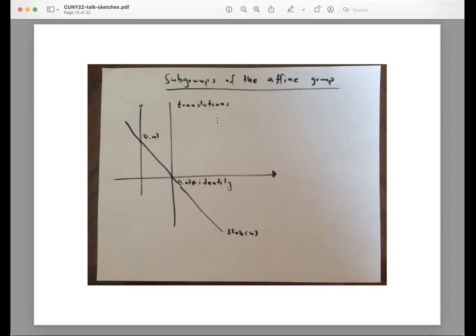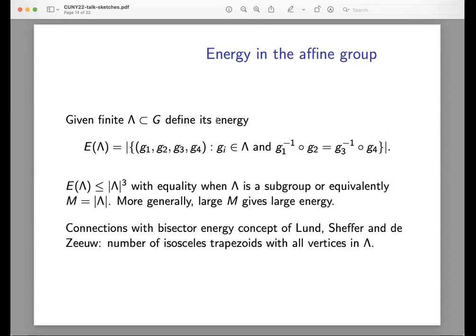So there is this back and forth between when you draw things on the plane with geometry and the algebra, when do you have a subgroup? So the object that we studied, and we were definitely not the first, is the so-called energy in the affine group. For those with a background in additive combinatorics, you can think of this as a generalization of additive energy or multiplicative energy.